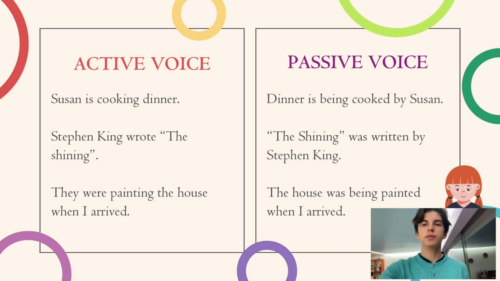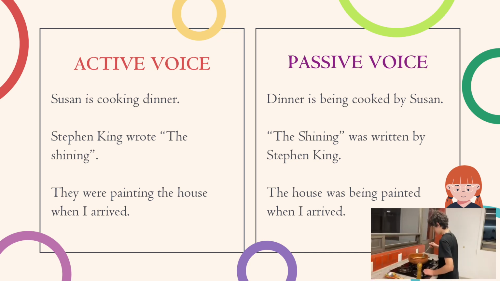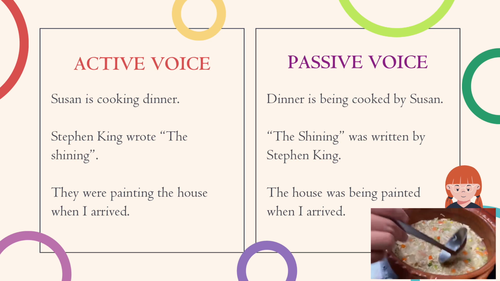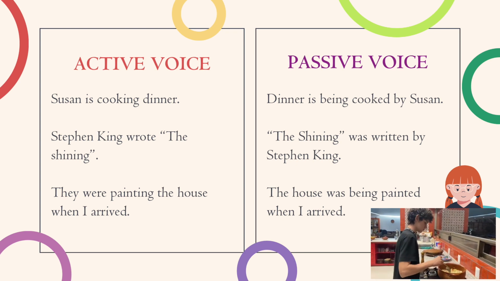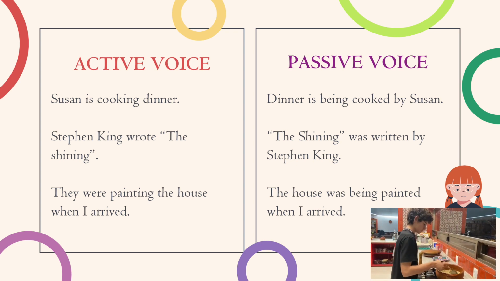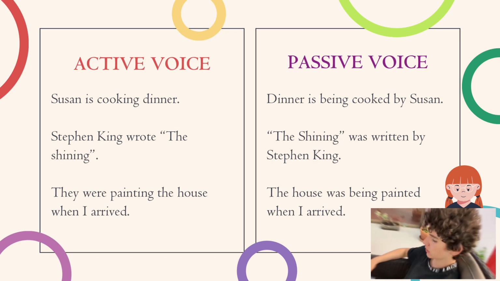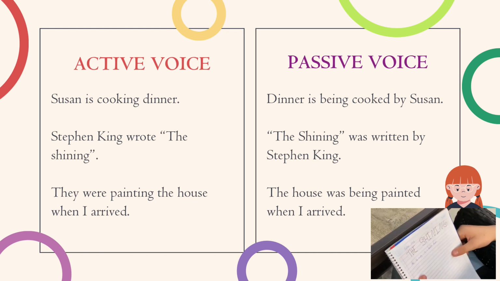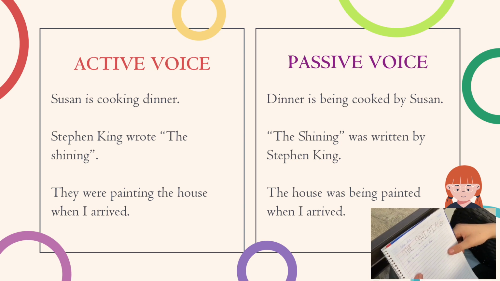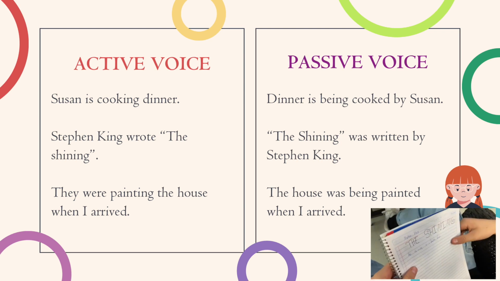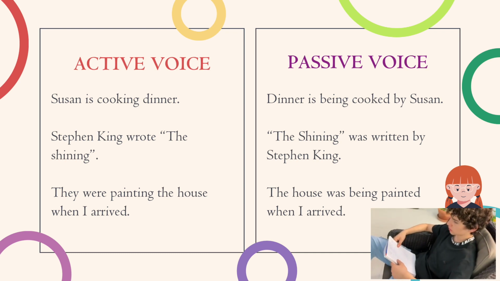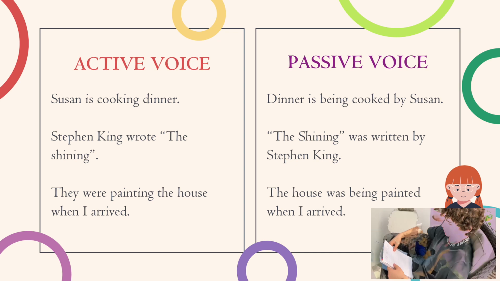Now let's look at some examples of active and passive voice. Gabriel is cooking dinner. This is an example of active voice. Dinner is being cooked by Gabriel. Now this is an example of passive voice. Stephen King wrote The Shining. This is an example of active voice. The Shining was written by Stephen King. This is an example of passive voice.